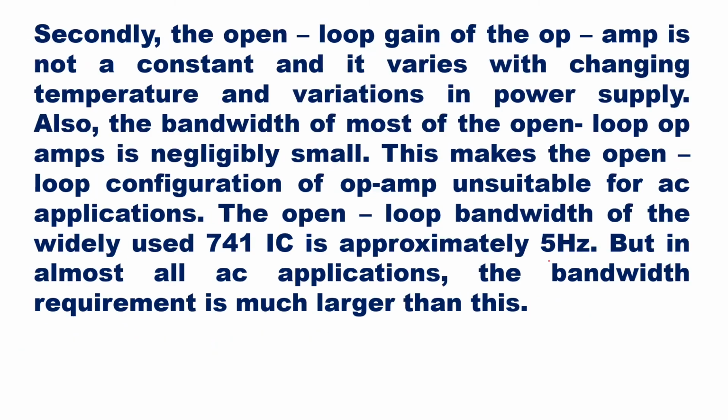Secondly, the open loop gain of the op-amp is not constant and it varies with changing temperature and variations in the power supply. Also, the bandwidth of most of the open loop op-amps is negligibly small. This makes the open loop configuration of op-amp unsuitable for AC applications. The open loop bandwidth of the widely used 741 IC is approximately 5 Hz, but in almost all AC applications, the bandwidth requirement is much larger than this. So again, this has become a limitation of open loop configuration.